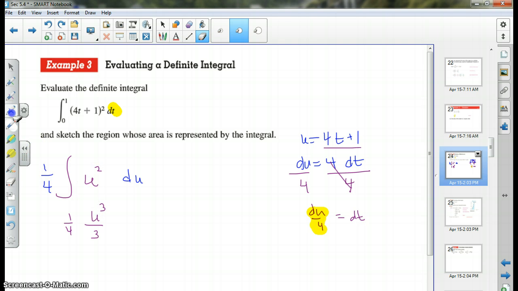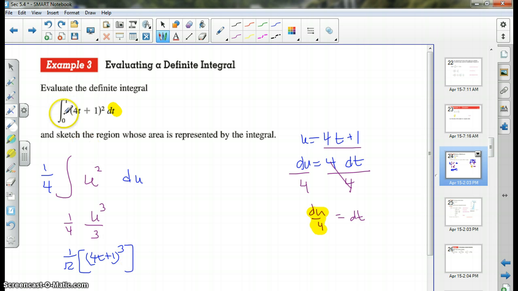So I increased the exponent by 1, and the 2 goes to a 3. I'll divide by that, dragging along the 1/4. I can multiply this 1/4 times 1/3 and get a 1/12 out front. And I'm just going to evaluate. Let's replace this u back with 4t plus 1 quantity cubed, evaluated between 0 and 1. I'm going to keep that 1/12 out front, make my life just a little bit easier.